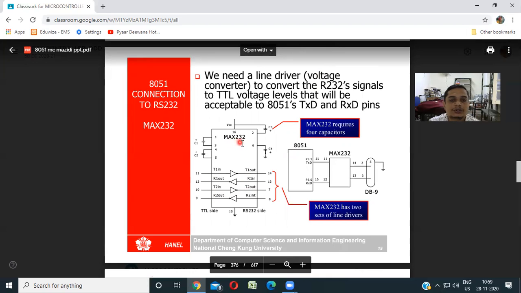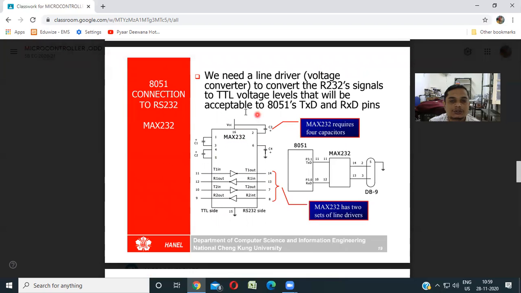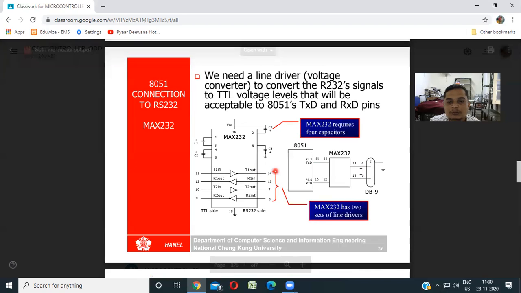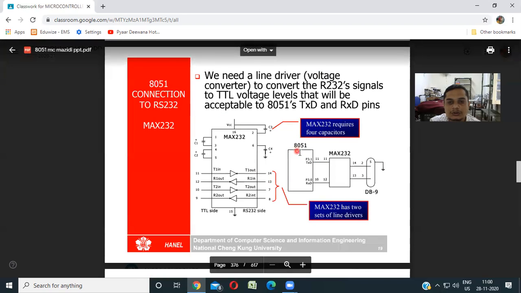So, MAX 232 IC. This is called the MAX 232 IC, and this is the connection. Here you can see the 8051 microcontroller connected to the serial communication DB9. DB9 is nothing but a serial communication connector. This is the microcontroller, this is the TTL. This is the RS232. In between these we have different voltage levels.